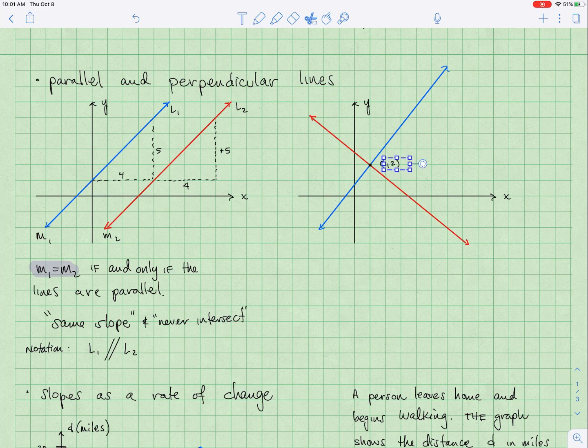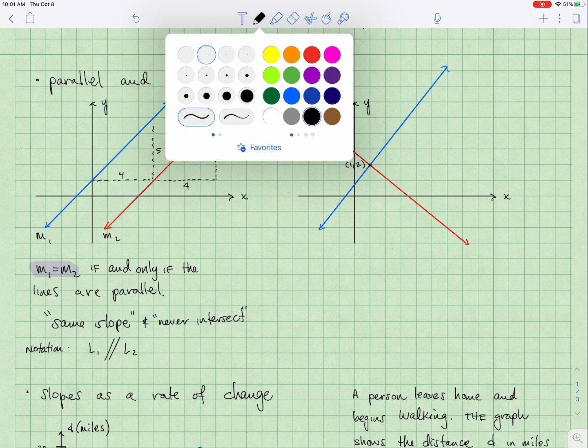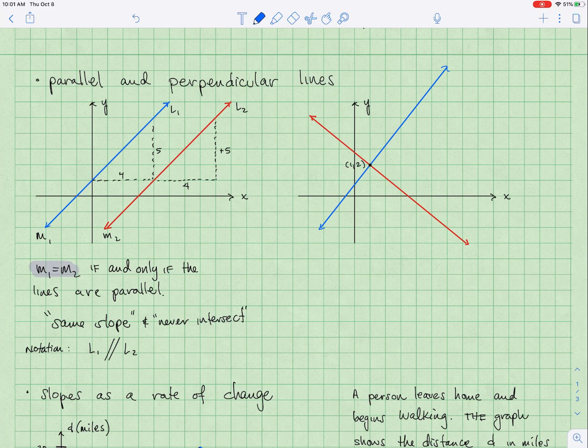I better move this, though, because I'm about to illustrate some slope. Let's put this on the other side. That's the point 1, 2. Let's get some colors here. For the blue line, it looks like if we go out 1, 2, 3, 4, and then up 1, 2, 3, 4, 5, we'll hit another point on this line. So what is that? That's the point 5, 7.